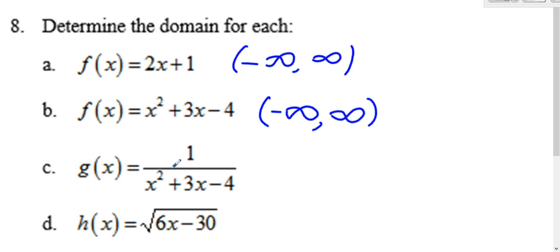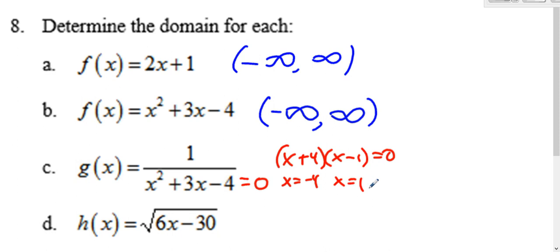1 over x squared plus 3x minus 4, that rational function, there's a restriction because you are not allowed to divide by 0. So take that denominator, set it equal to 0, solve it out. So you could factor that. So you would get x plus 4, x minus 1. So we get x equals -4 and x equals 1. Those are the values that we're not allowed to get because that would make the denominator be 0.